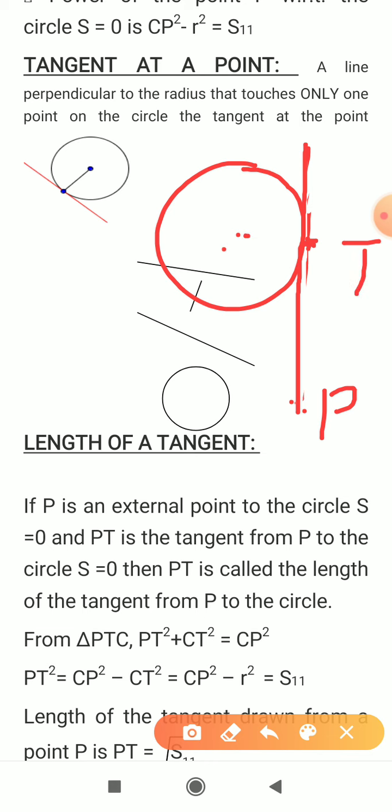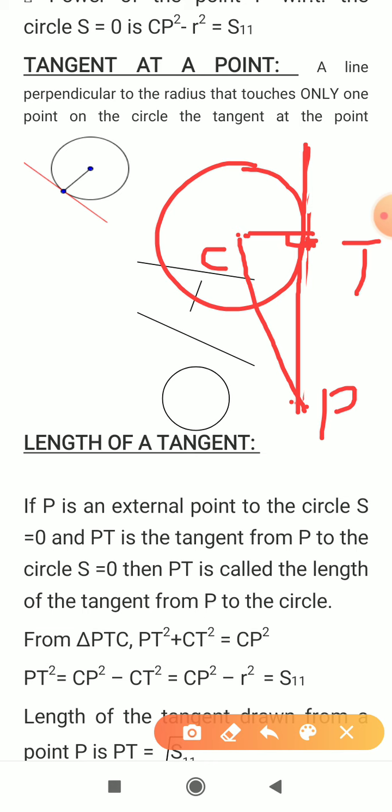This is the center C. So this is the radius. This tangent is always perpendicular to the radius at the point of contact T. So this is 90 degrees. Take the joining of center to the point P. Now the triangle CTP is a right angle triangle. This is the right angle.